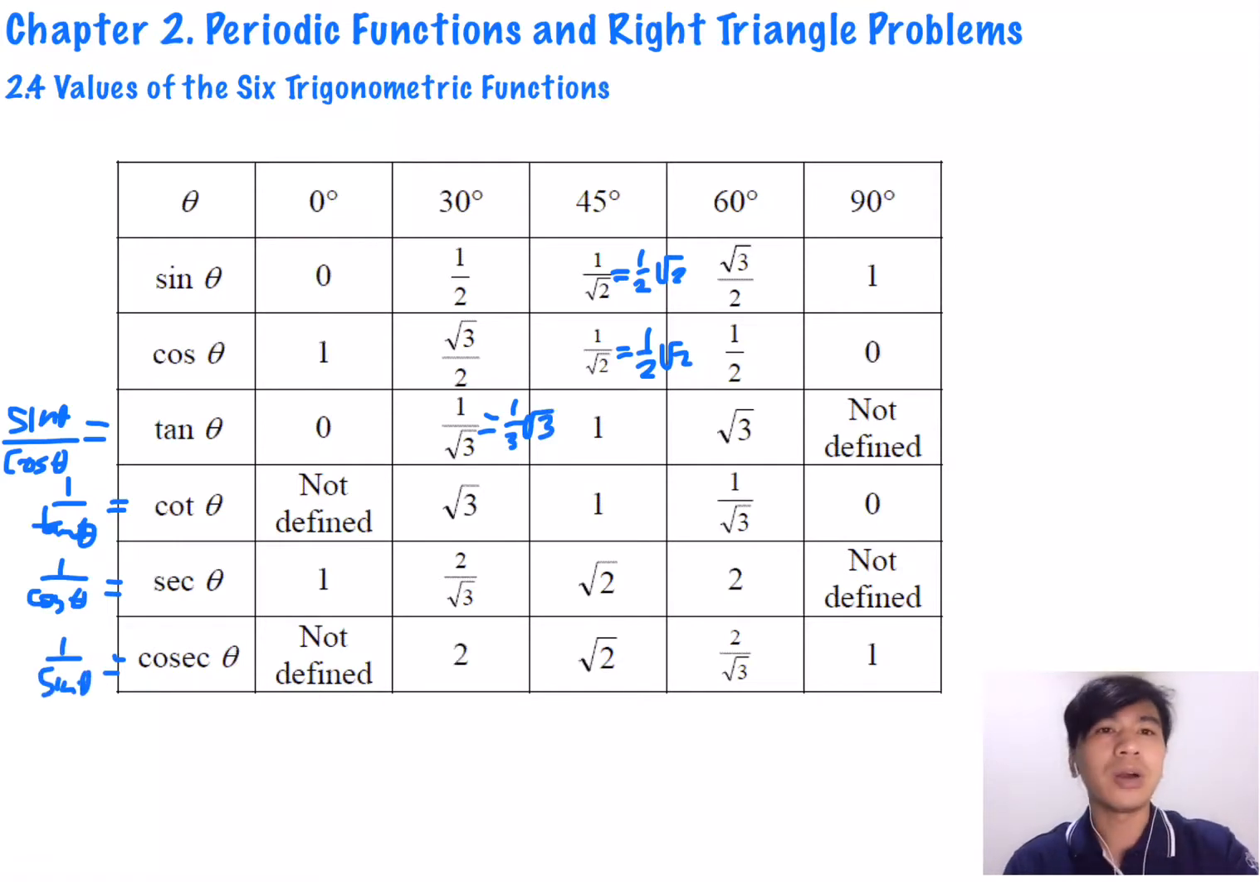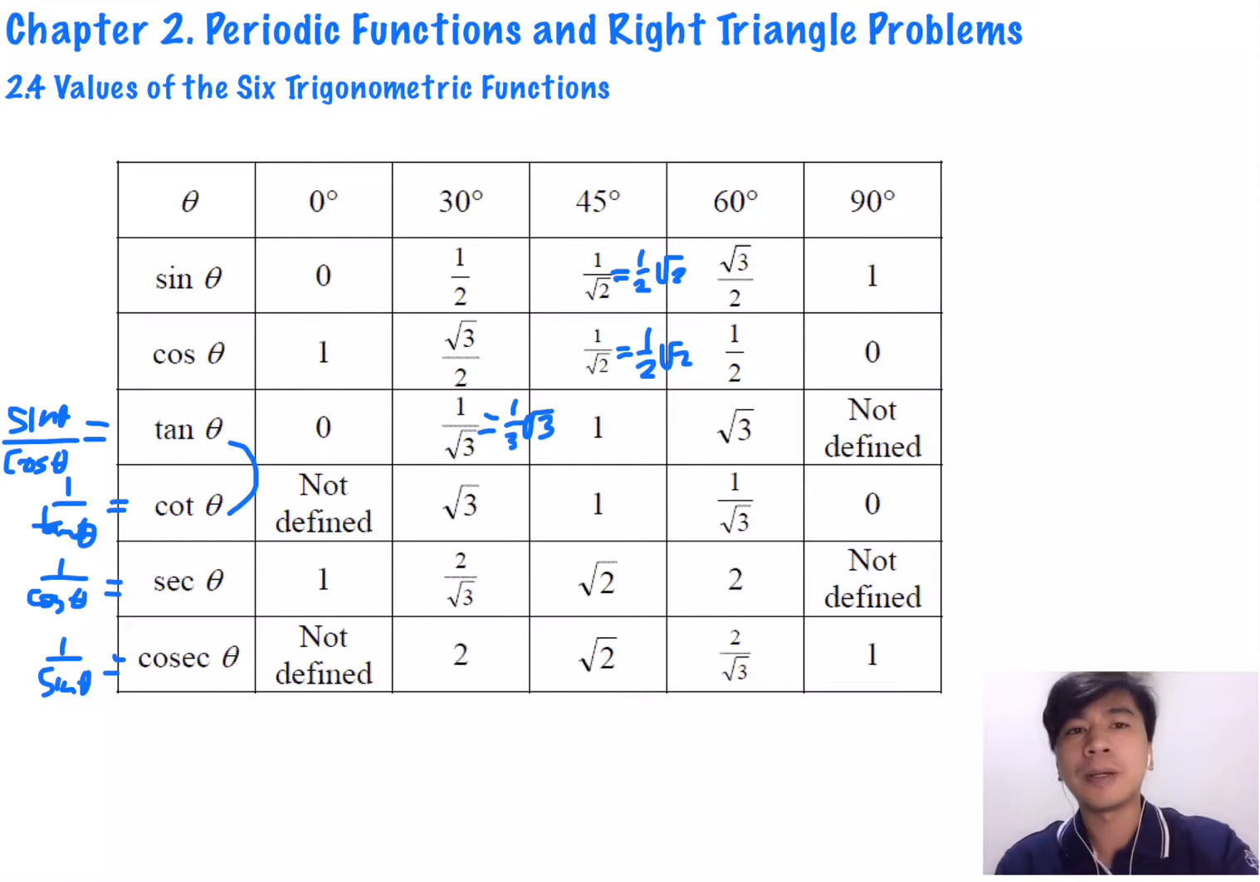So for tangent, you will look at tangent theta to get the value. That will be 1 divided by 0, which is not defined. To get square root of 3, that will be 1 over square root of 3, which is square root of 3. And then 1 divided by 1, that will be 1.